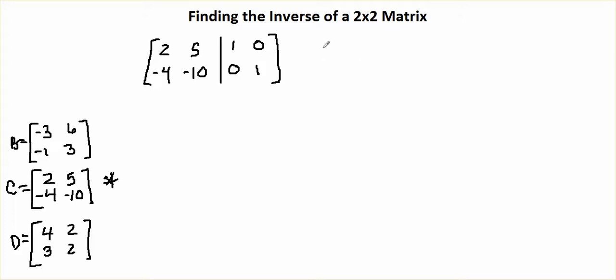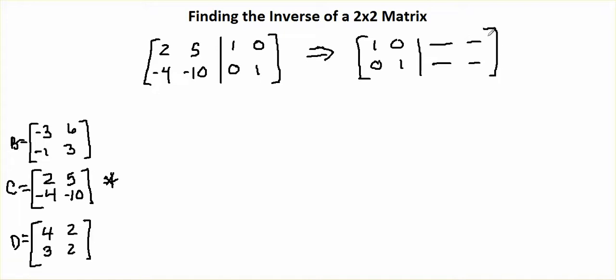And remember, our goal is to transform this matrix into a matrix that looks like this, with 4 elements over here. And if we can do that, then we will have the inverse of matrix C right here. So the first thing we need to do is eliminate this -4 in this location.